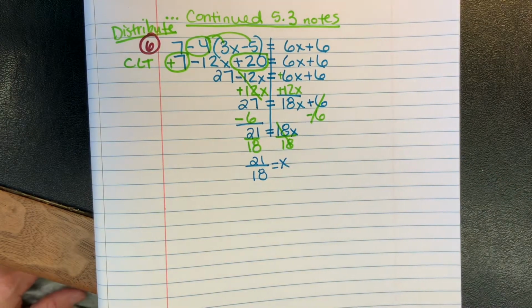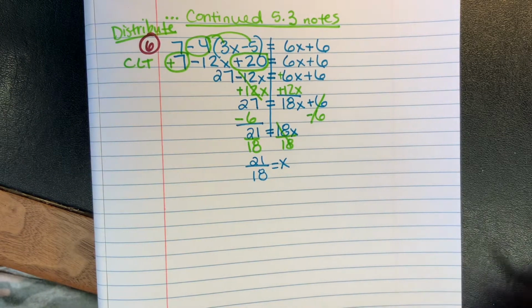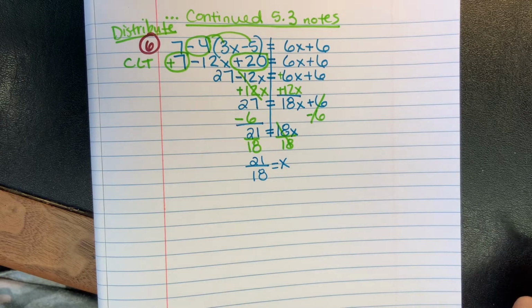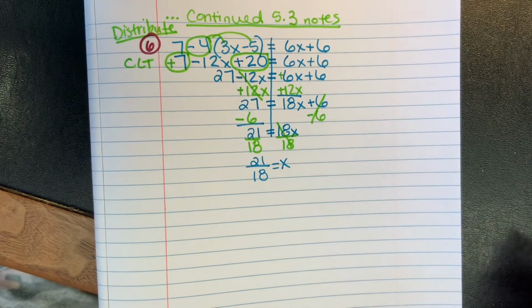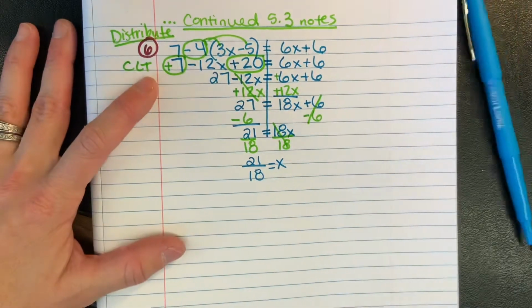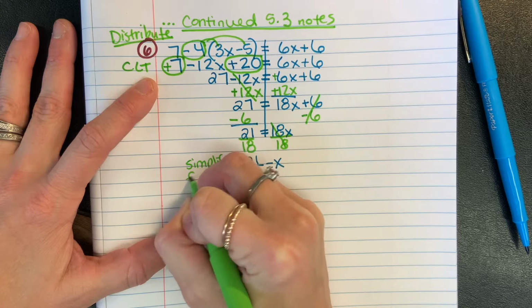Didn't do that one so good. You don't always have to get whole numbers. You don't always have to have positive 1 or negative 1 as the answer. You don't always have x equals 4. You don't always get x equals negative 3. Sometimes they're not nice numbers like this, like a fraction.